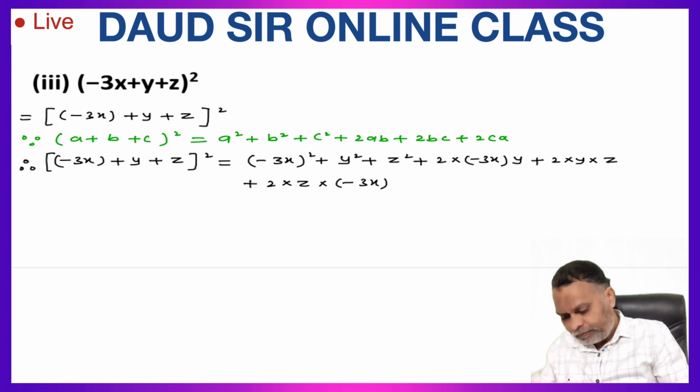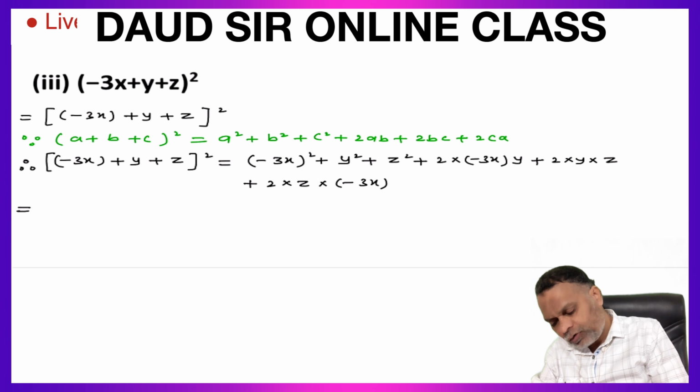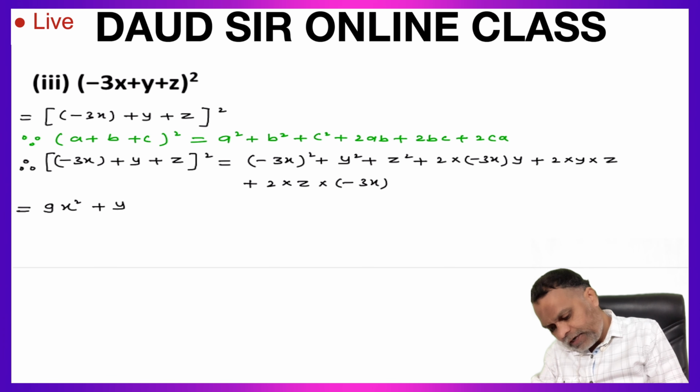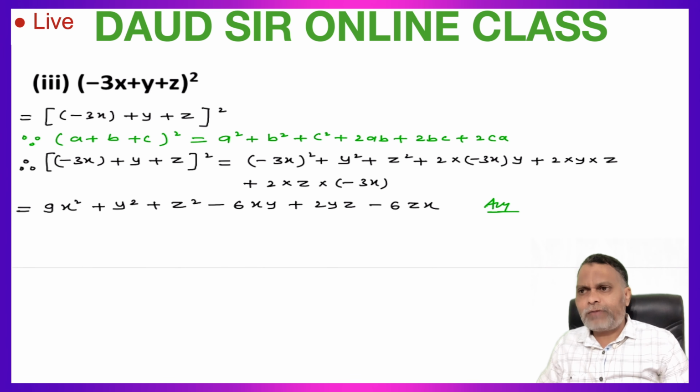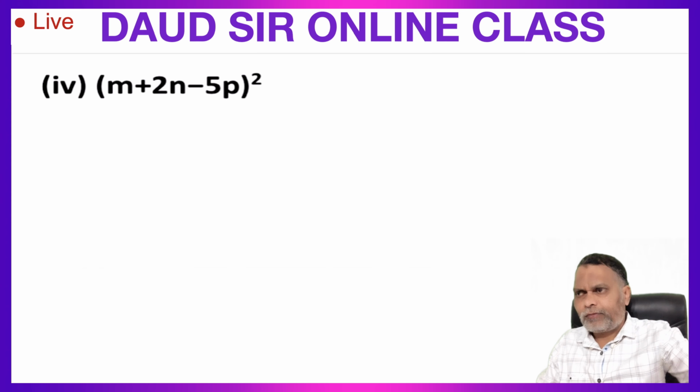Simplify this, which is equal to minus 3 whole square 9x square plus y square plus z square plus minus multiplication minus 2 3's are 6xy plus 2yz plus minus multiplication minus 2 3's are 6zx. This is the required expansion of minus 3x plus y plus z whole square.